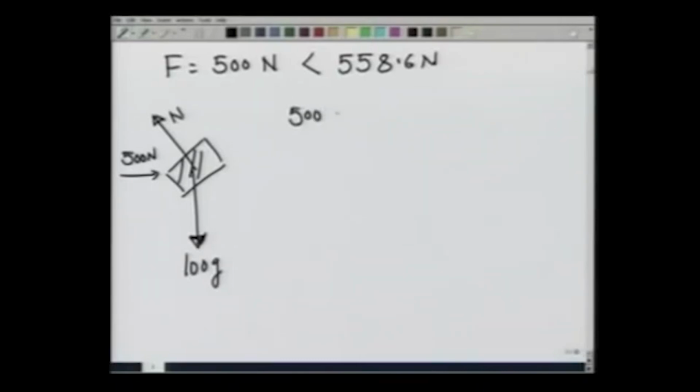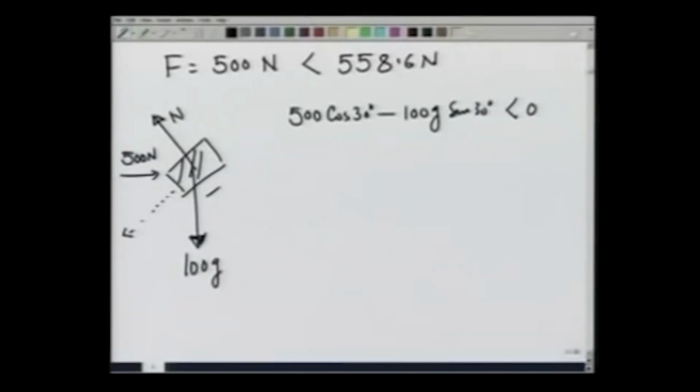500 cosine of 30 degrees minus 100 g sine of 30 degrees is less than 0, is negative, and therefore the block will have a tendency to slide down the plane, because now the component of 100 g down the plane would be winning. In this case, the frictional force would be acting up, because the block has a tendency to slide down.